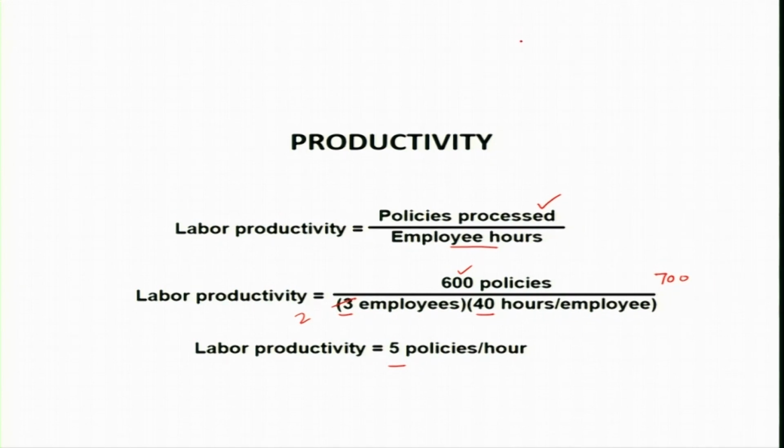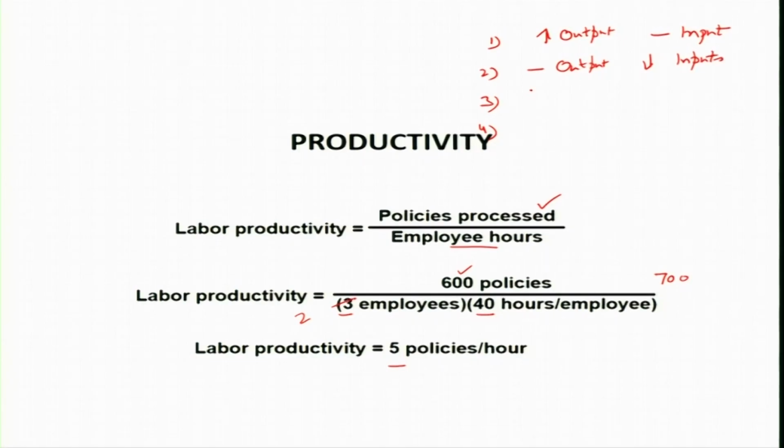In a way, I can say that productivity can be improved in 4 different ways. One is increase in output with the same input. Second is same output, but reduction in inputs.